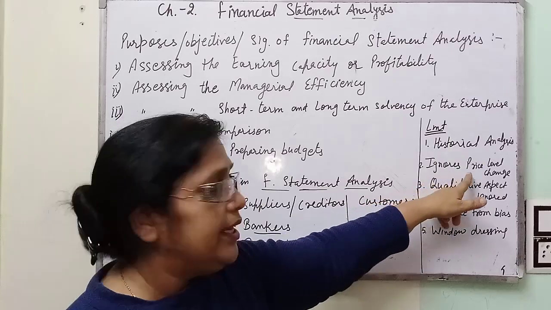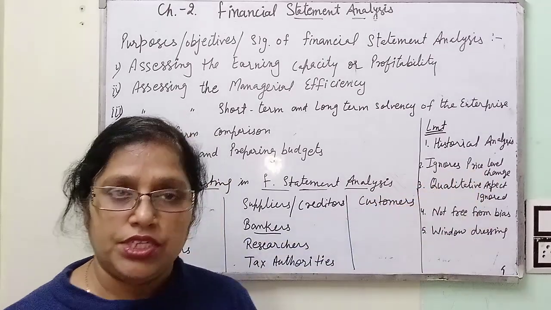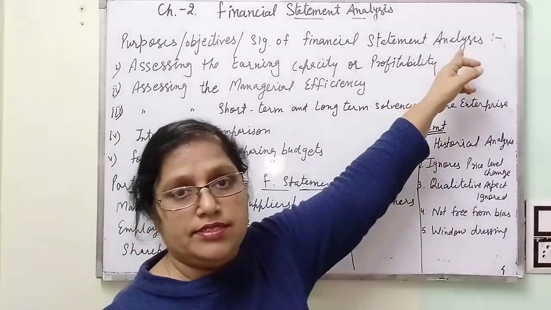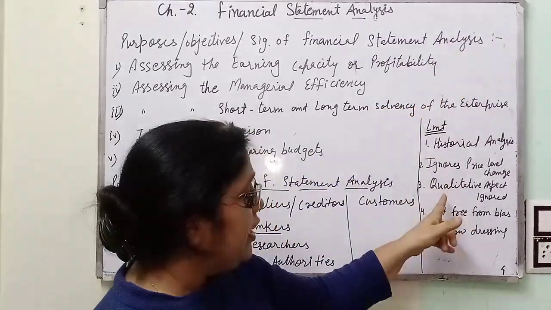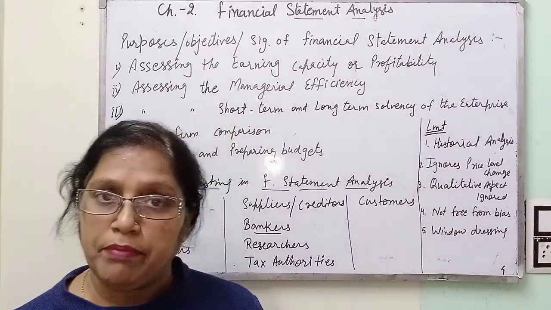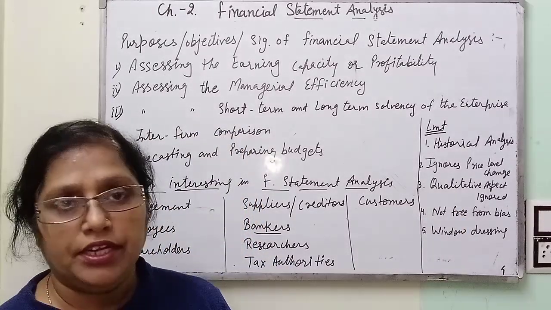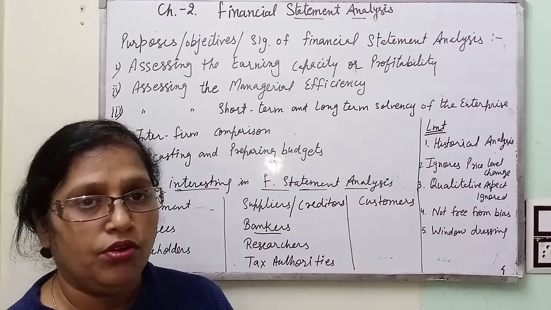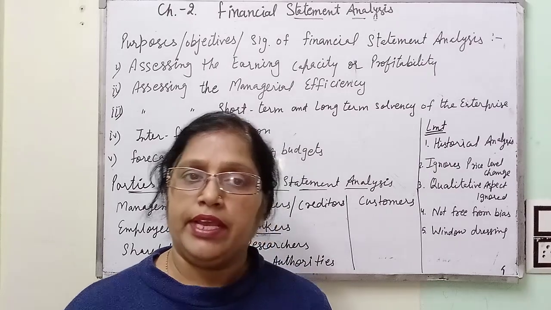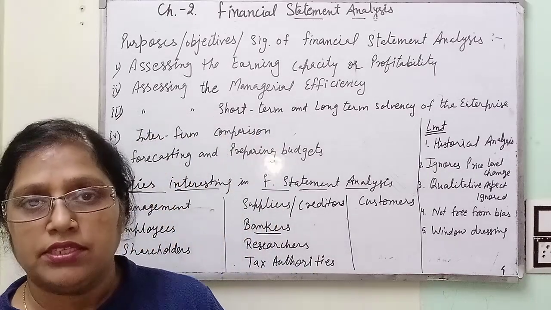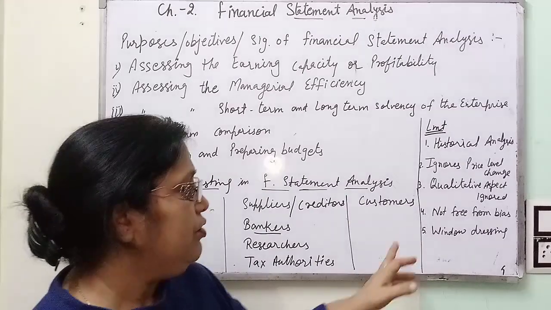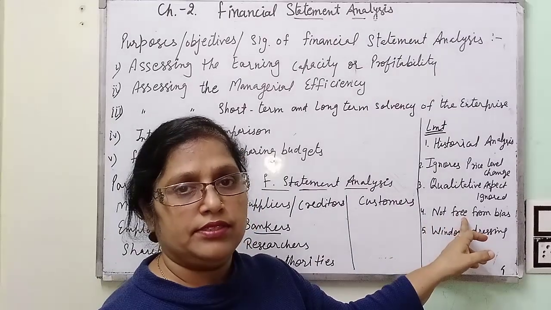Next is ignoring price level change. Price level change is totally ignored while preparing the analysis. Clear? Next is that qualitative aspects are ignored. Only quantitative aspects are included. Qualitative aspects are totally ignored. Next, not free from bias. When one person makes the analysis, there may be some bias, depending upon the will of the accountant. So it is not free from bias.